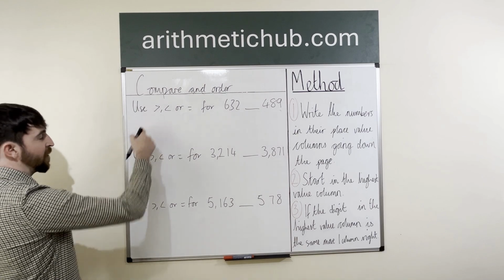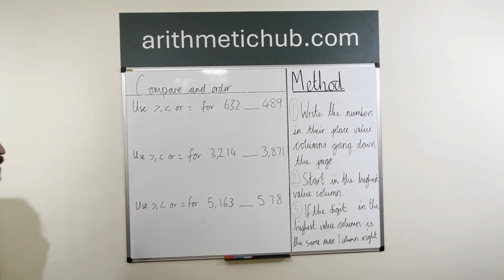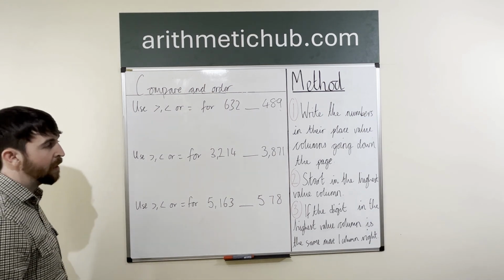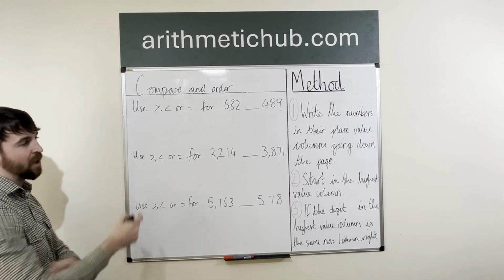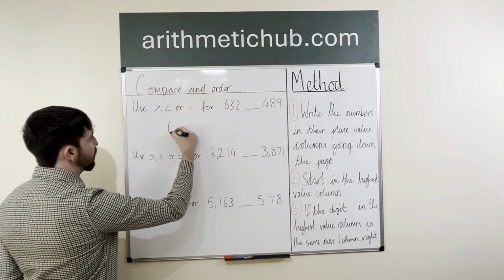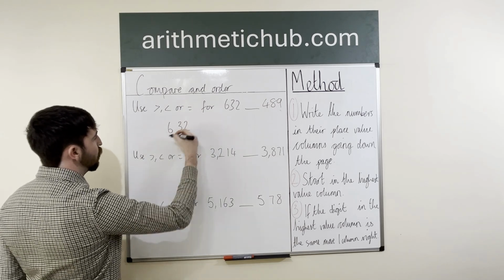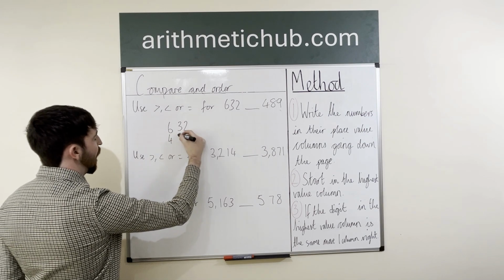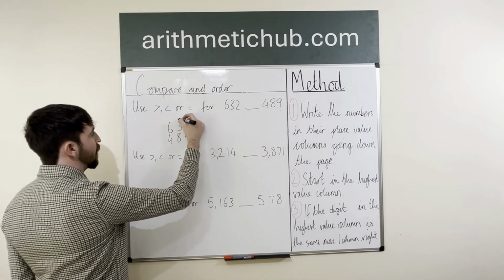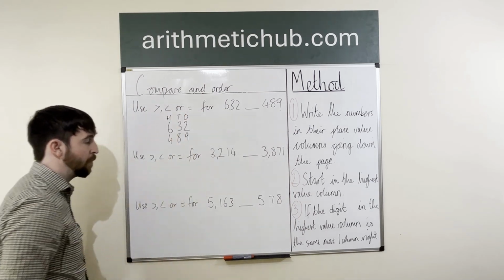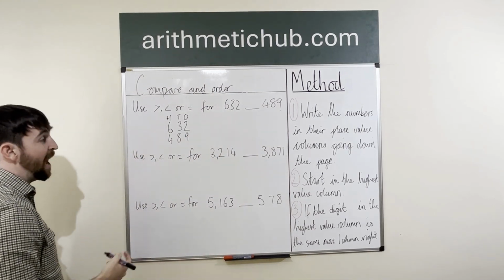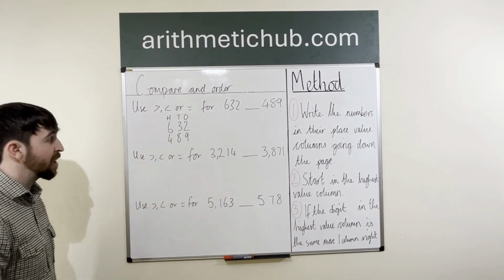So let's start off with this one. Use greater than, less than or equal to for 632 and 489. So we're going to follow our method here. We're going to write the numbers in their place value columns going down the page. So we've got 632 and 489. So we've done the first thing there. We're going to put our place value columns on top as well to help us out. Handy because they're both 3-digit numbers. So the highest value column for both of these is going to be the hundreds.